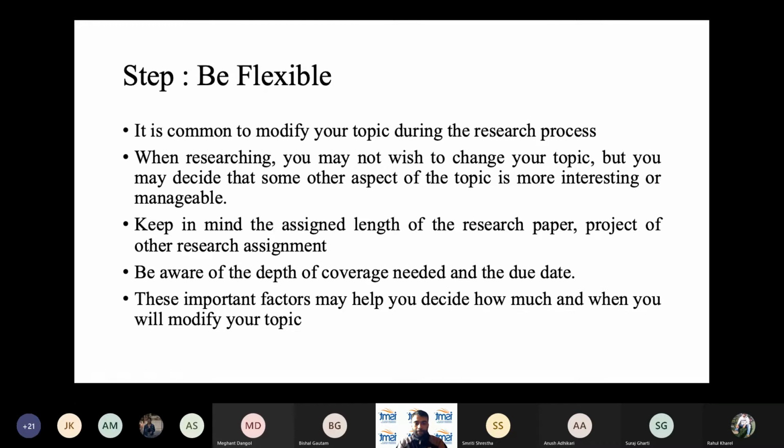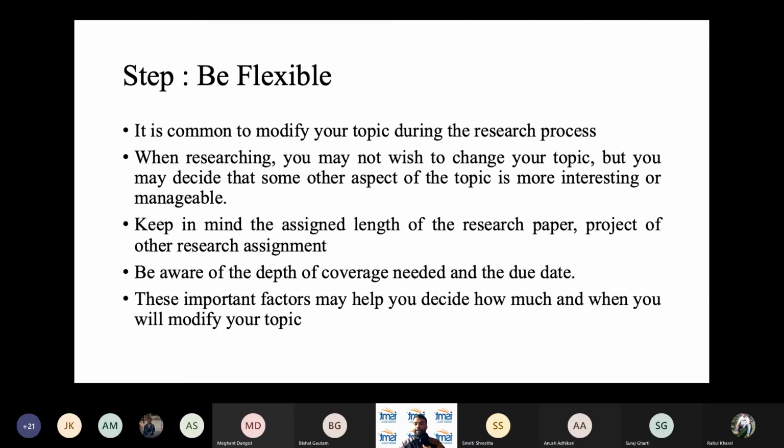Okay, and you have to be aware, that is the fourth point, be aware of the depth of coverage needed and the due date. Okay, that is the most important part, because I've already told you, within this allocated period of time, within these 4 months, how much you can do, please do that much only.